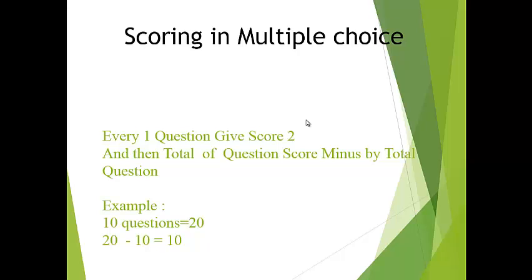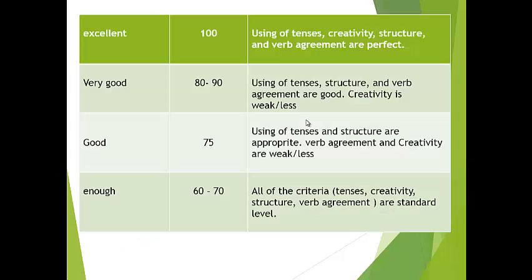The last is scoring. First, scoring in paragraph writing. Excellent criteria: using creativity, students' structure and verb tenses are perfect agreement. Then very good criteria: students' structure and verb tenses are in good agreement. Creativity is weak. Less good criteria: students' tenses and structure are appropriate. Verb agreement and creativity are weak. And the last criteria is enough.